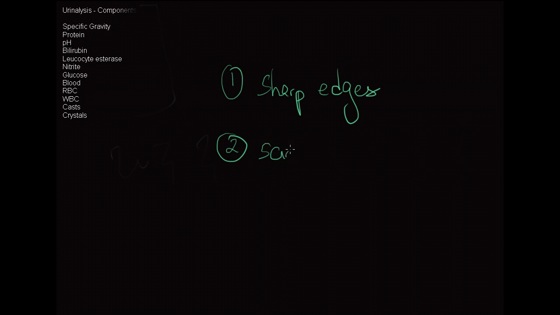From the bottom, the first part is crystals. Crystals are easily identifiable because they have certain types of features. All crystals generally have sharp edges, so they're not going to be rounded edges like what you'd see with epithelial cells or even casts or white blood cells. Depending on the type of light that your microscope emits, they may scintillate or sparkle.